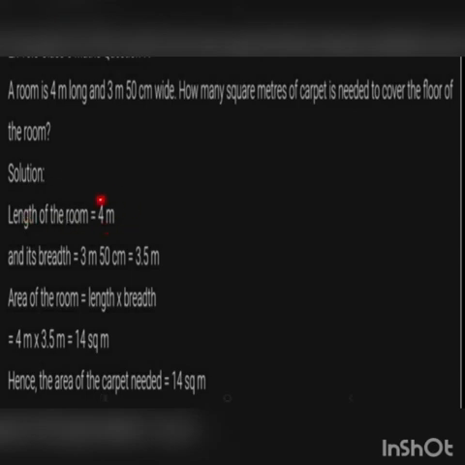So length of the room 4 meter. Breadth is 3 meter 50 centimeter. So converting this 50 centimeter to meter, we get 3.5 meter. This conversion you are studying, isn't it? 50 centimeter, how will you convert? 50 by 100. Now area of the room, length into breadth. So 4 into 3.5, you will get 14 square meter. So the area of that room is 14 square meter. So you need that much carpet in order to cover the room. So the carpet needed is 14 square meter.